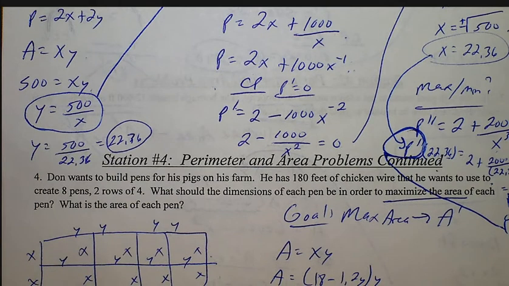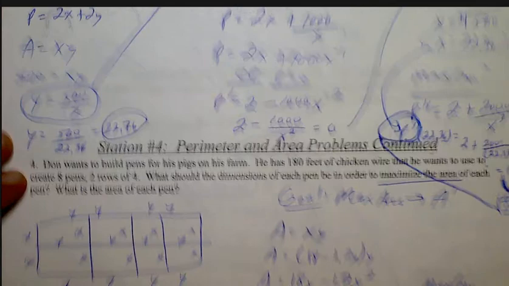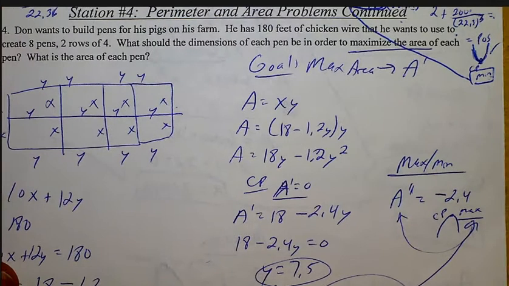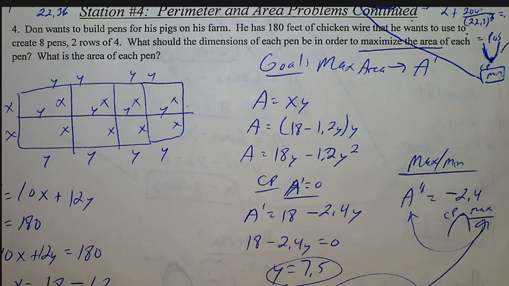Okay, number 4. Don wants to build 4 pens for his pigs in his home. He has 180 feet of chicken wire that he wants to use to create 8 pens, 2 rows of 4. What should the dimensions of each pen be in order to maximize the area of each pen? So again, our goal here is we're going to maximize area. So what function are we taking the derivative of?